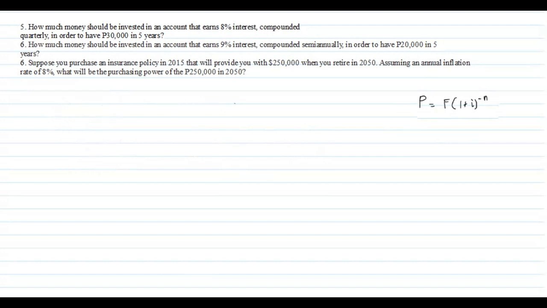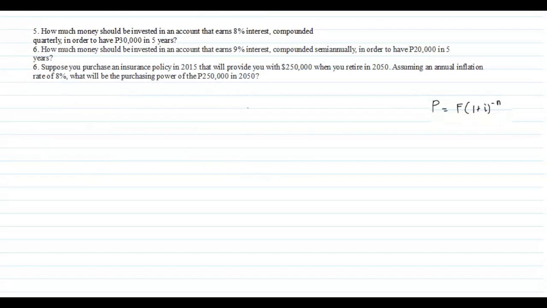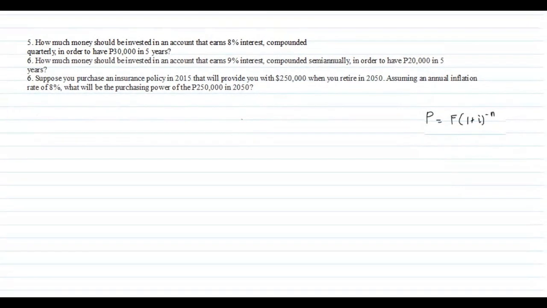So, let's say number 5. Let's do it at number 5. How much money should be invested in an account that earns 8% compounded quarterly in order to have 3,500, not 3,500, excuse me, 30,000 in 5 years. So, if you look at the problem, the required value is how much money should be invested. So, what we are looking for, if you understand the problem, is the principal amount or the value that we start with.